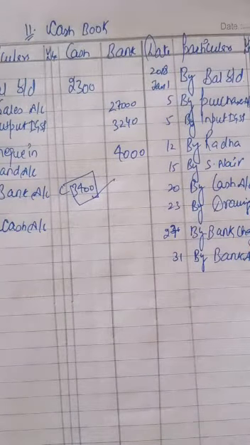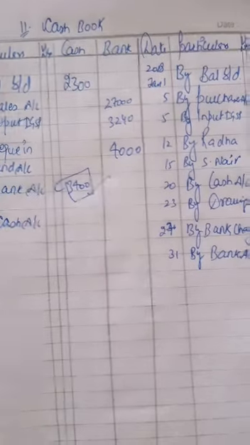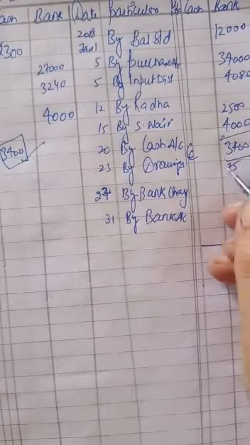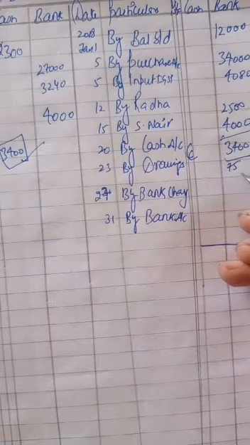Now on 23rd, fees of children paid by check. You have paid fees of children, that is your drawings. Personal expenses are called drawings. 75 through check, so it will be recorded in the bank column.